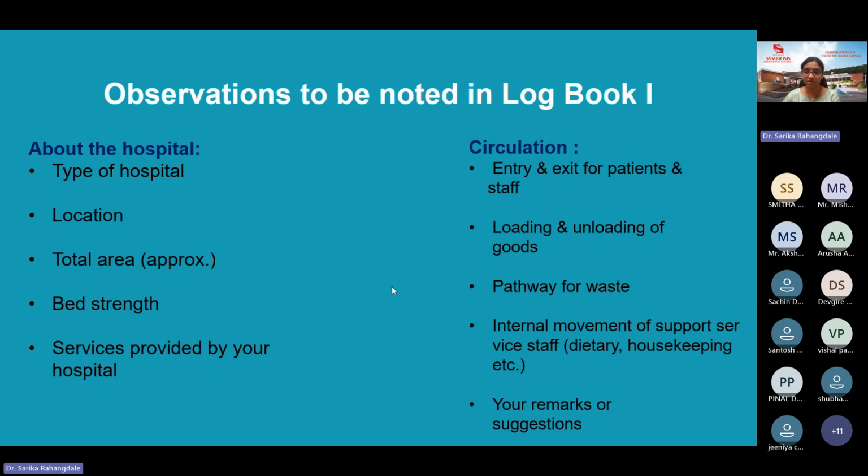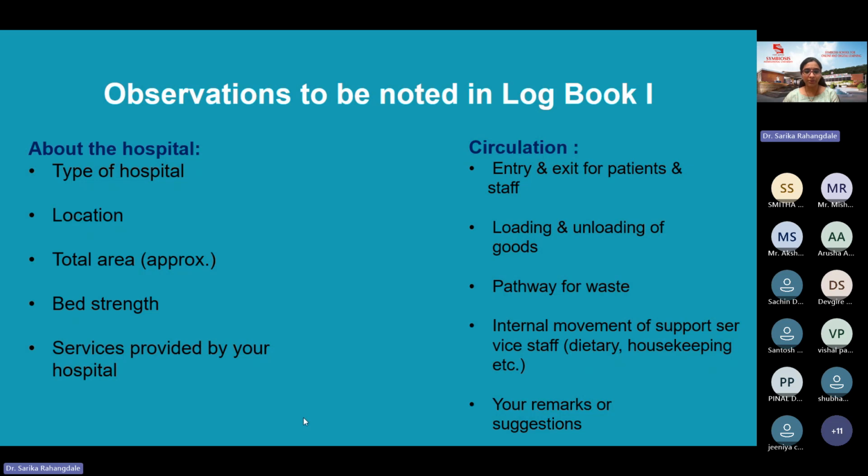So related to this, you will also see how the materials and instruments in the hospital are received, whether there is a separate entrance for loading and unloading of goods in the hospital. Usually in a big hospital there is a separate entrance, usually at the back side of the hospital, a separate gate, and from there the materials are unloaded into the hospital, and the material manager will take note of it. They will maintain their register, right? So that way you will observe the circulation of traffic in the hospital.